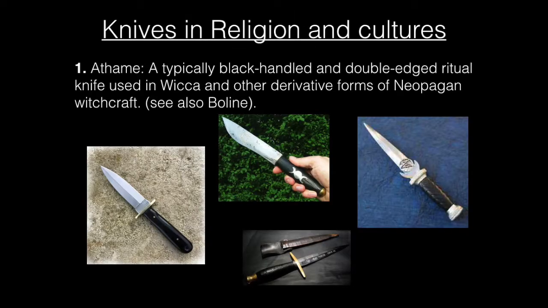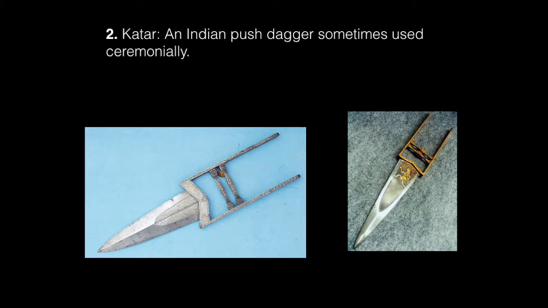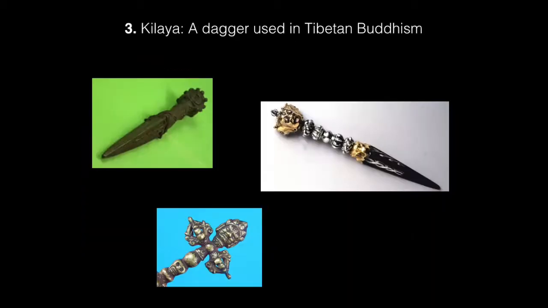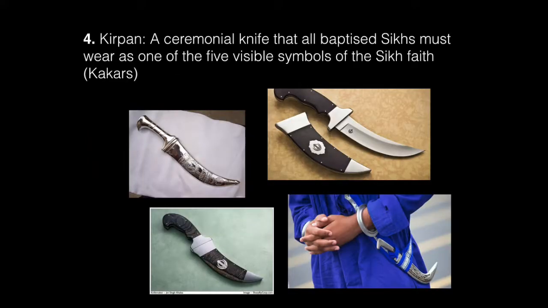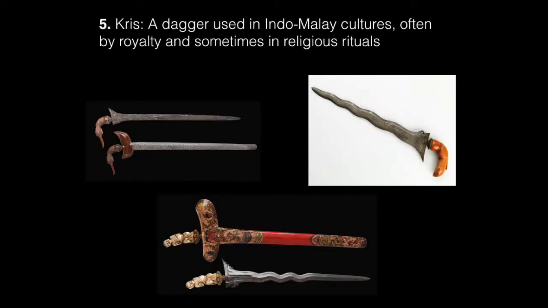Now we are going to talk about knives in religion. Athame, a typical black-handled and double-edged ritual knife used in Wicca and other derivative forms of Neopagan witchcraft. Katar, an Indian push dagger sometimes used ceremonially. Third, we have Esquilaya, a dagger used in Tibetan Buddhism. Fourth, we have Kirpan, a ceremonial knife that all baptized Sikhs must wear as one of the 5 symbols of Sikh faith. 5. We have Kris, a dagger used in Indo-Malay cultures, often by royalty and sometimes in religious rituals.